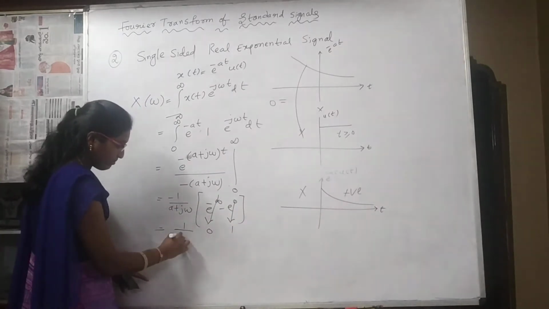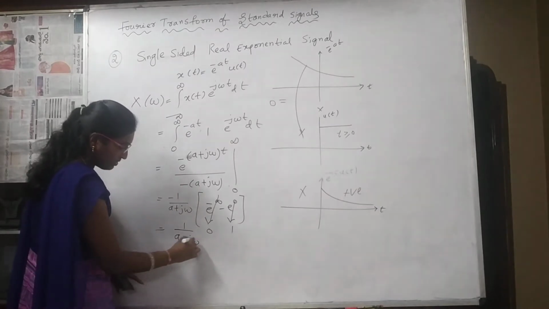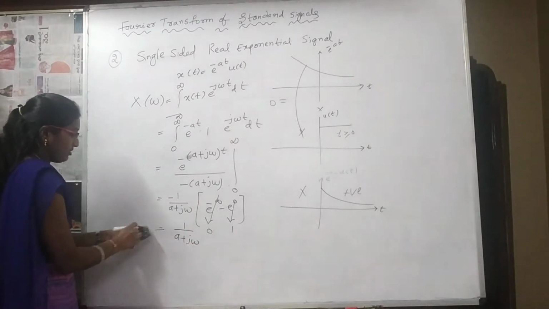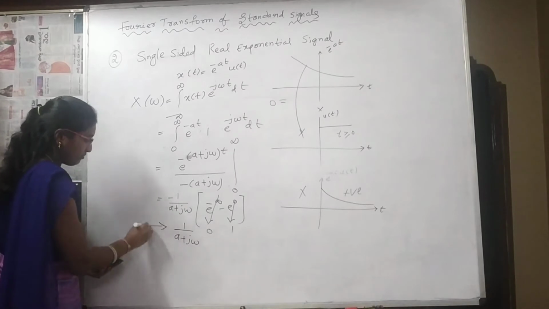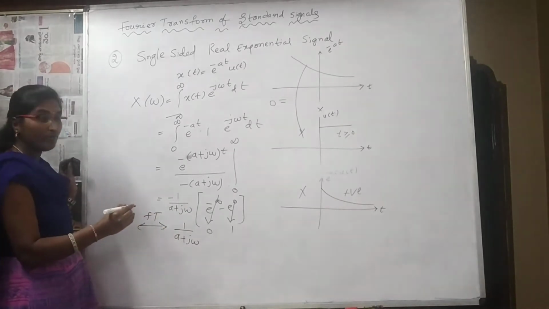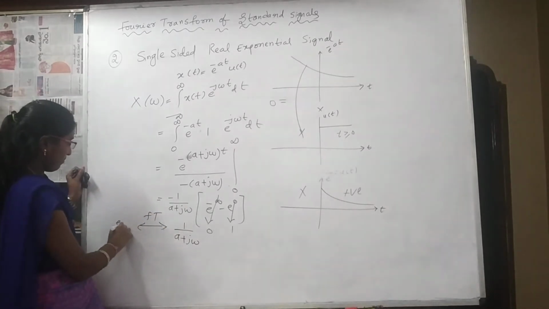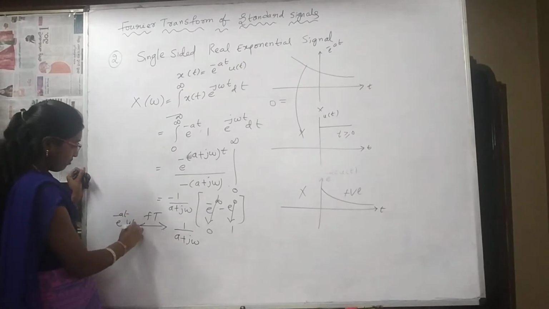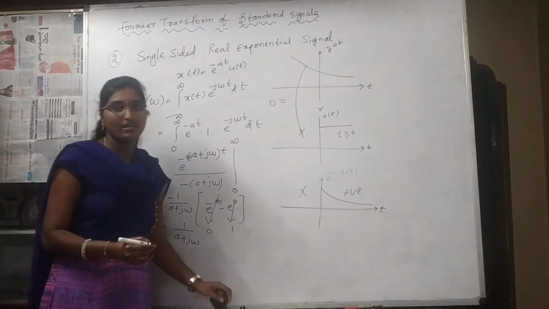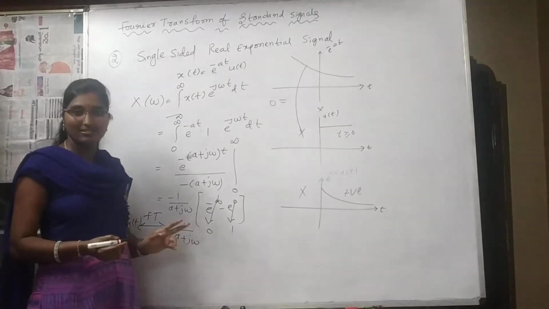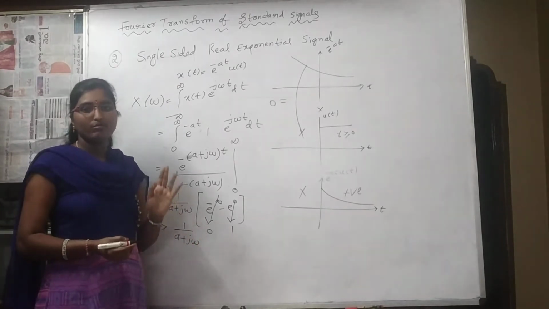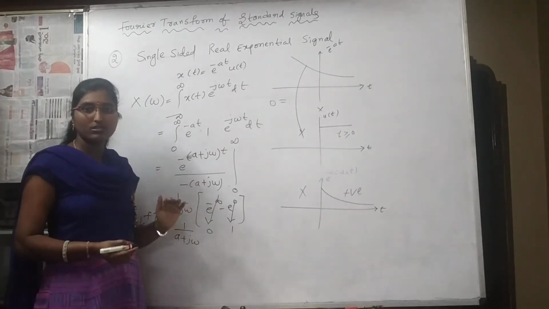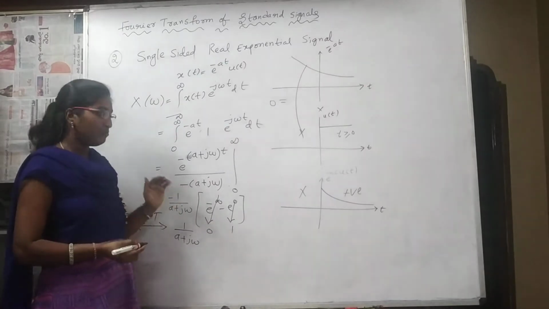That is 1 by a plus j omega, which is the Fourier transform answer for e power minus at into u of t. Remember these standard representation answers carefully, because in problem solving these are very helpful, and we should not forget this.